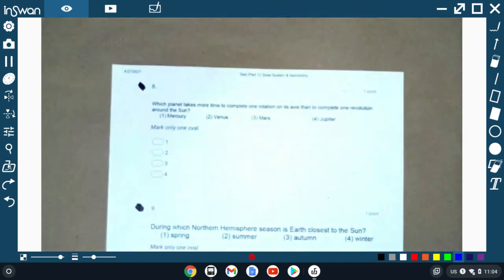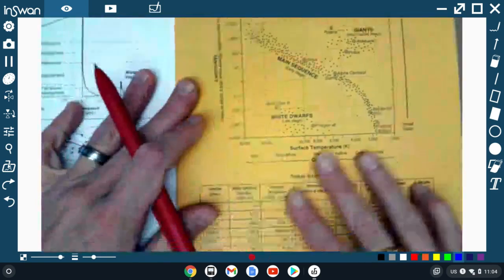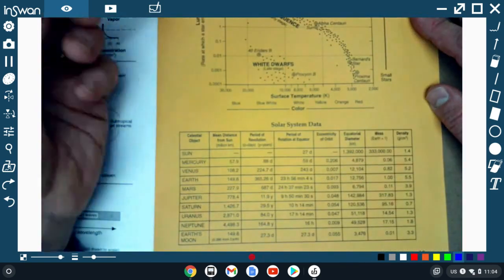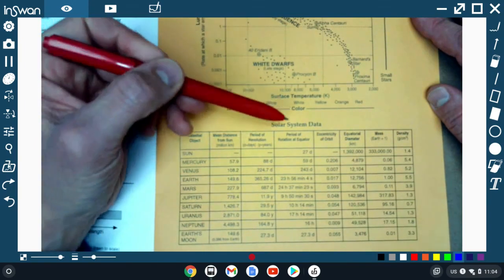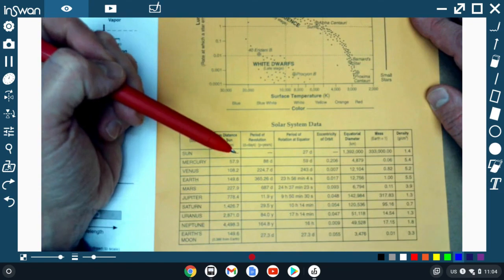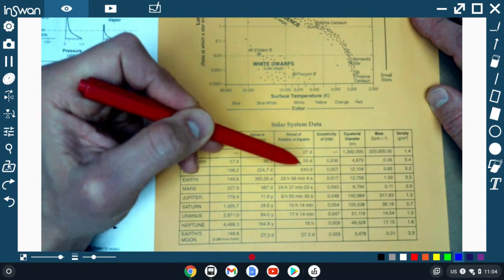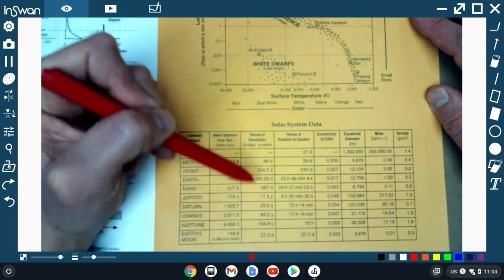Now question number 8 had to deal with planets moving around. Which planet takes more time to complete one rotation on its axis than to complete one revolution around the sun? You're going to have to go back to page 15 of your Earth Science reference page. Right here we have our revolution, and right here we have our rotation. They're asking which planet has more time for rotation compared to revolution. So we're looking for a number in this column that's bigger than the revolution.